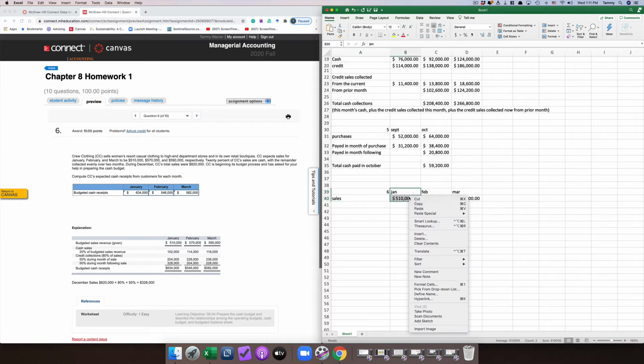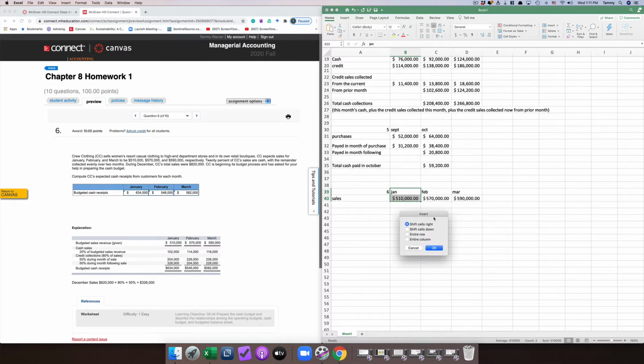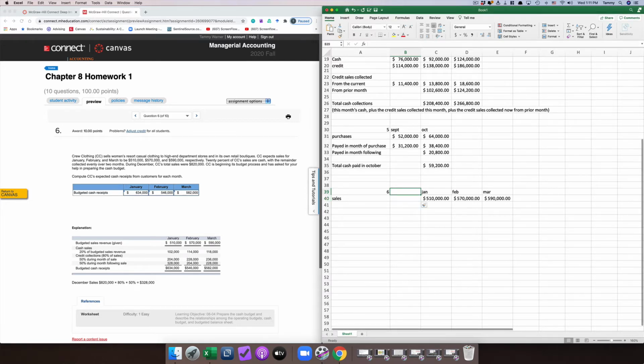We got to insert a column, or we're not going to insert a whole column. We're going to insert just a couple of cells there, and we'll just shift these over without inserting a whole column. All right, so let's put in December, and our sales were 820. Okay.